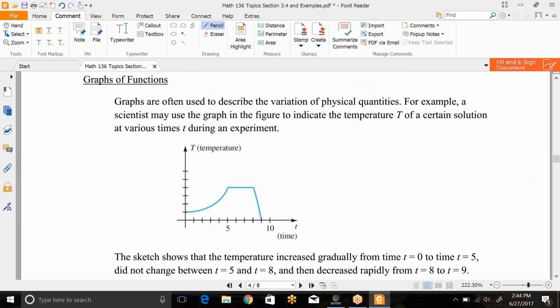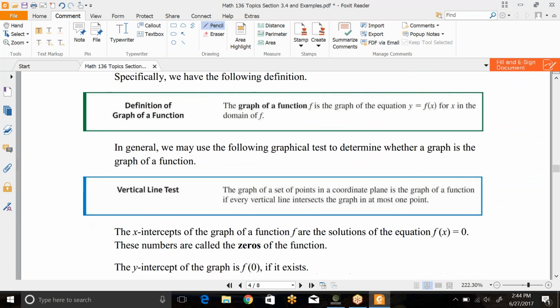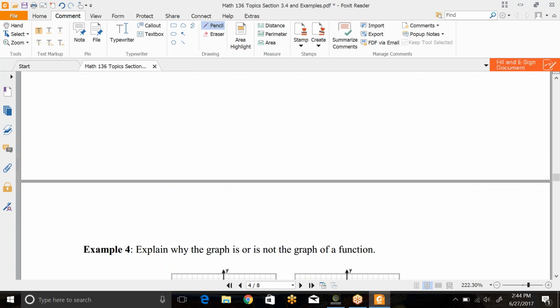Okay, so if we scroll down, our next one that we skipped over was a domain and range of a picture.